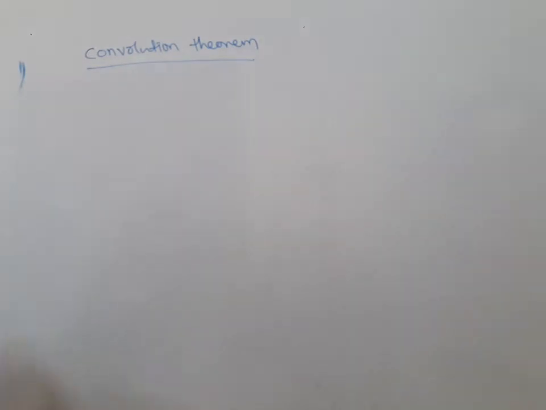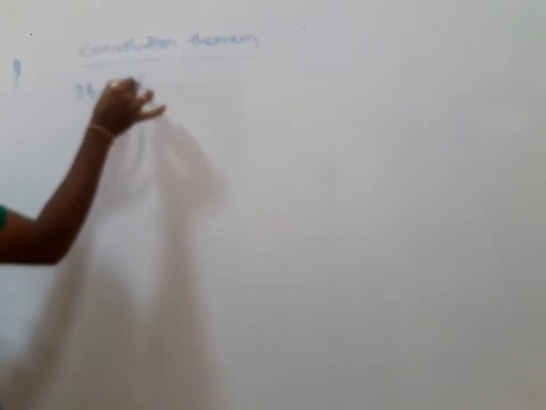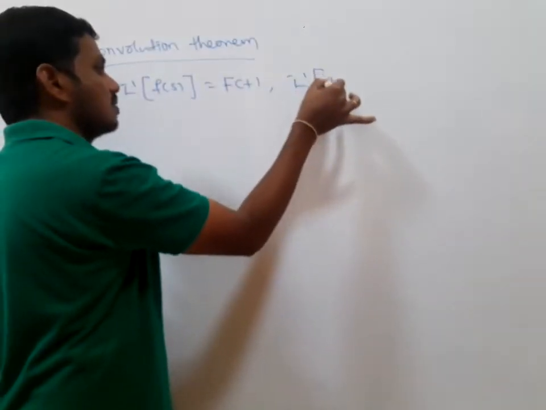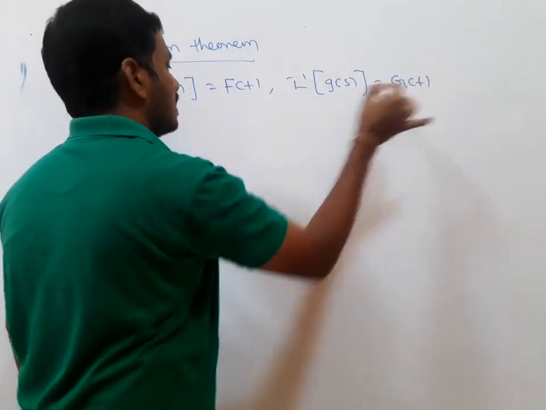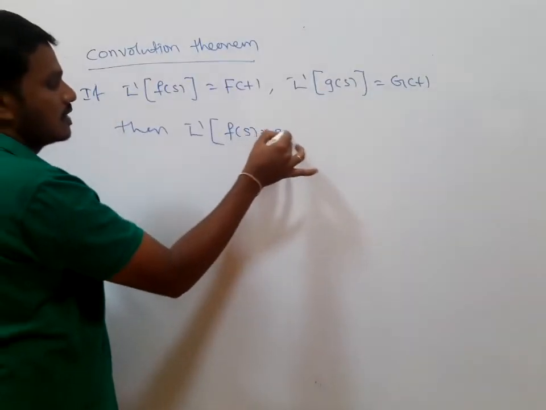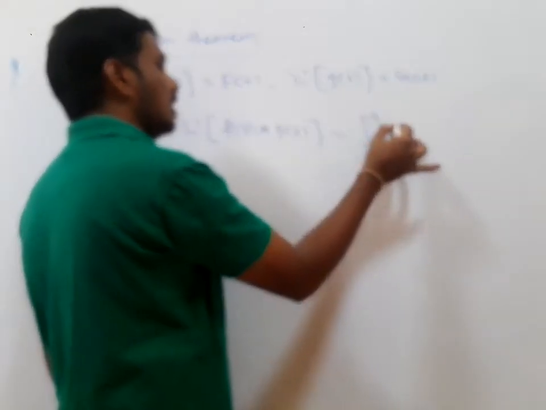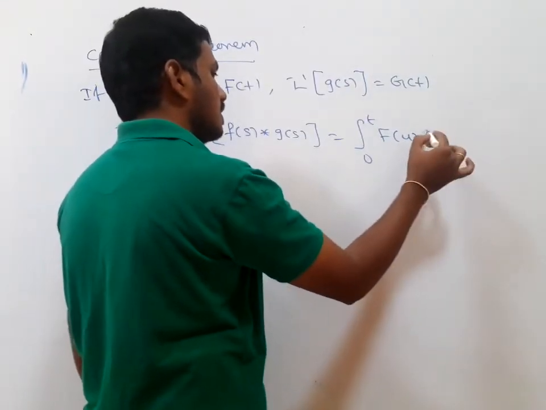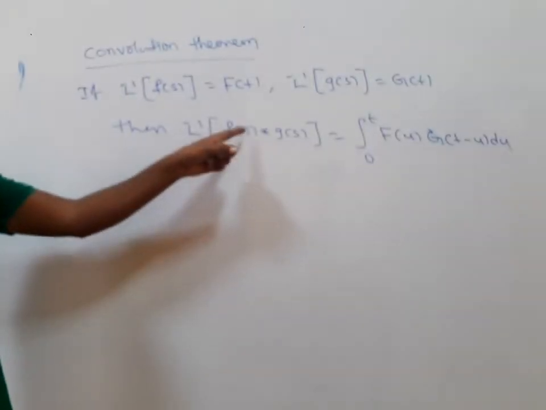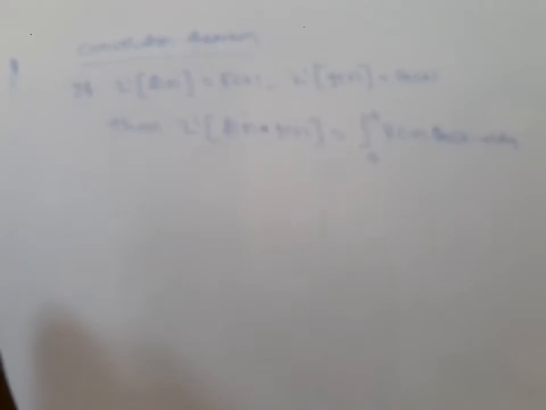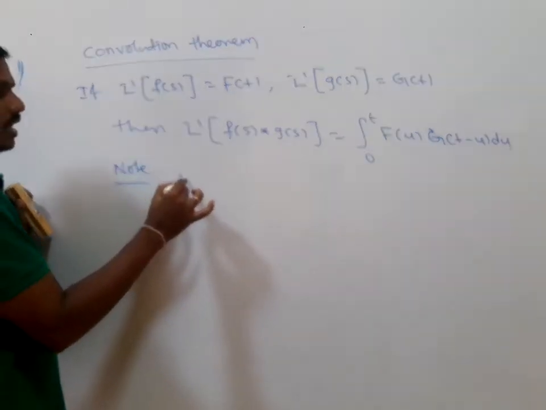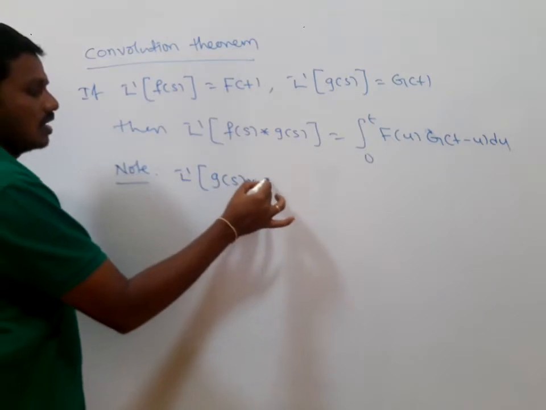The statement is: if L inverse of f of s is equal to f of t and L inverse of g of s is equal to g of t, then L inverse of f of s into g of s is equal to the integral from 0 to t of f of u into g of (t minus u) du. This is the product of two functions of s. Note that if I change the order, it is L inverse of g of s into f of s.